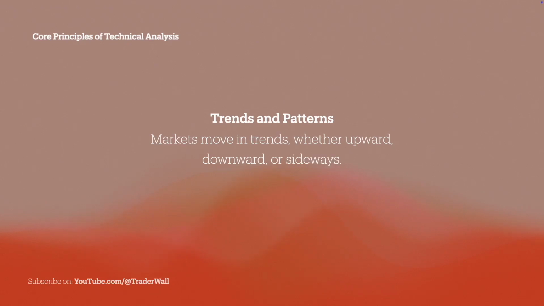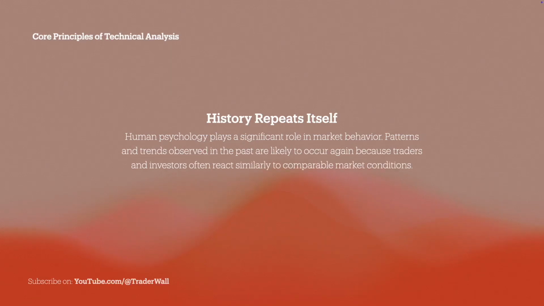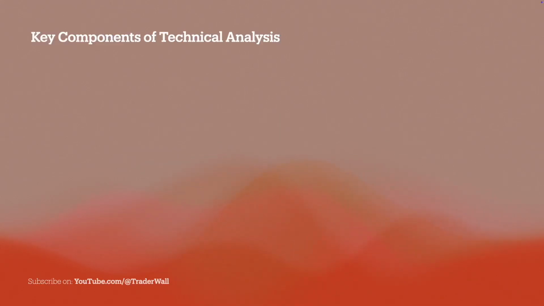Trends and patterns. Markets move in trends, whether upward, downward, or sideways. Recognizing these trends and their underlying patterns is key to forecasting potential price movements. History repeats itself. Human psychology plays a significant role in market behavior. Patterns and trends observed in the past are likely to occur again because traders and investors often react similarly to comparable market conditions.